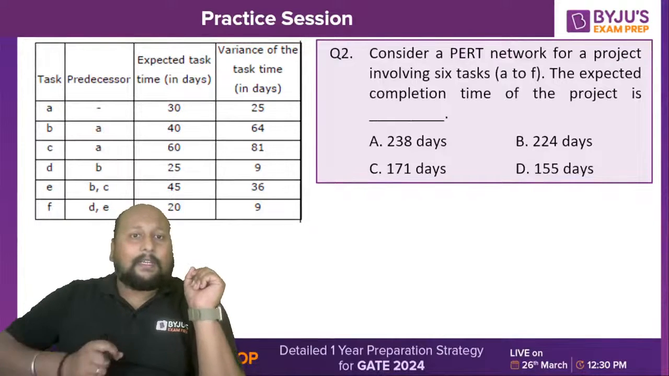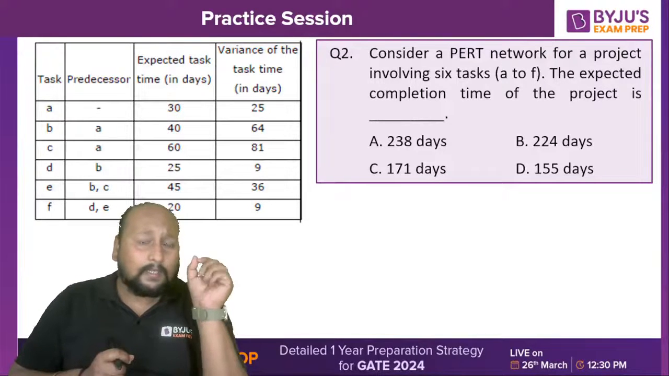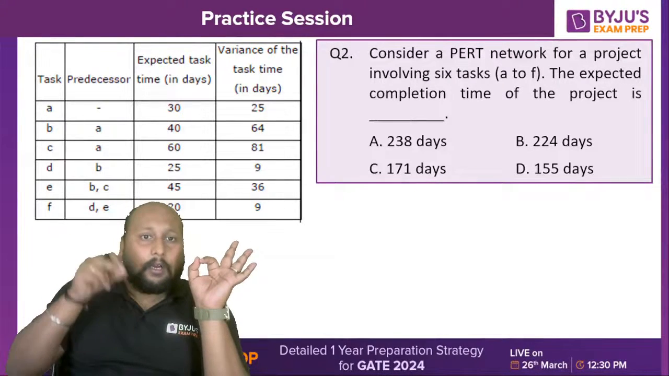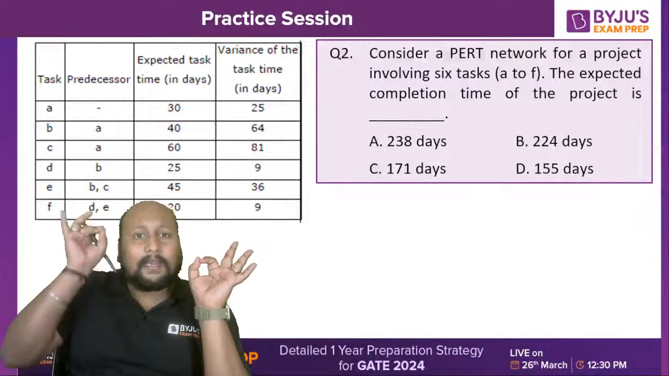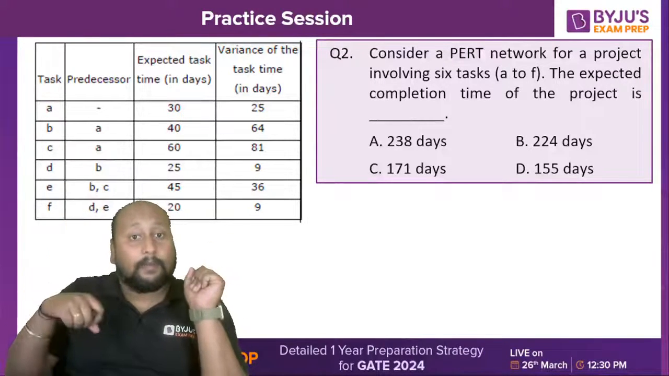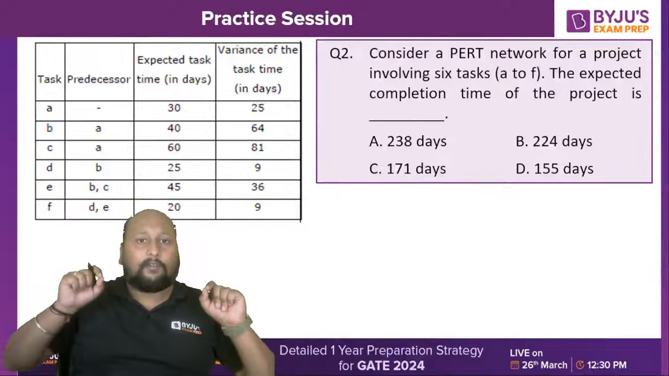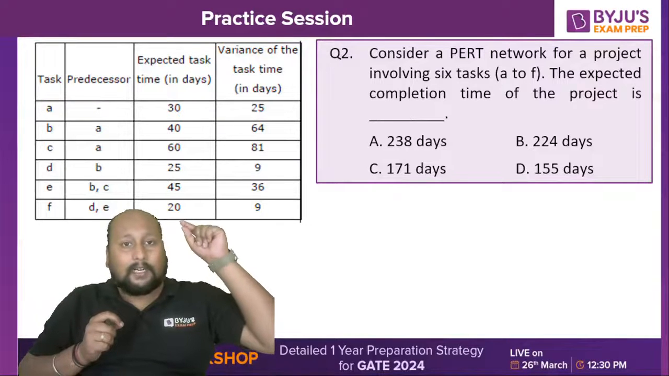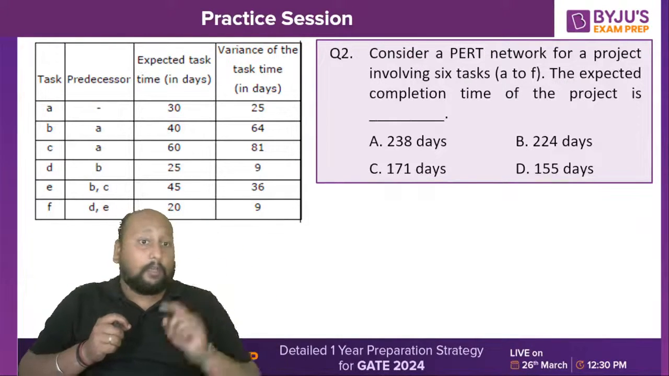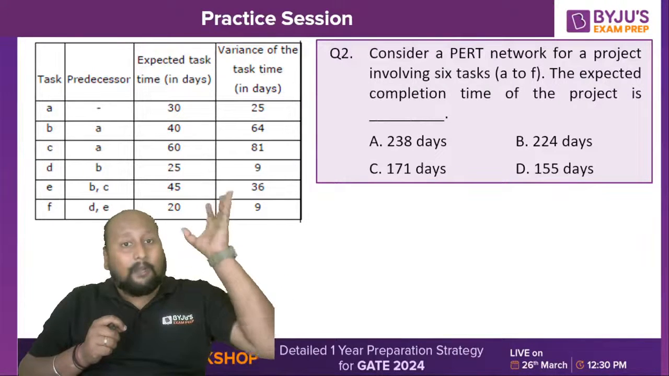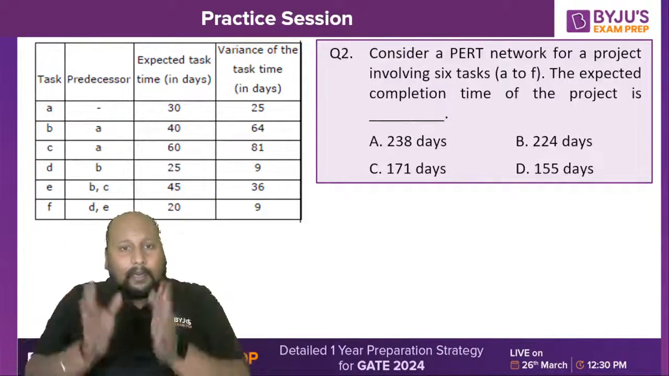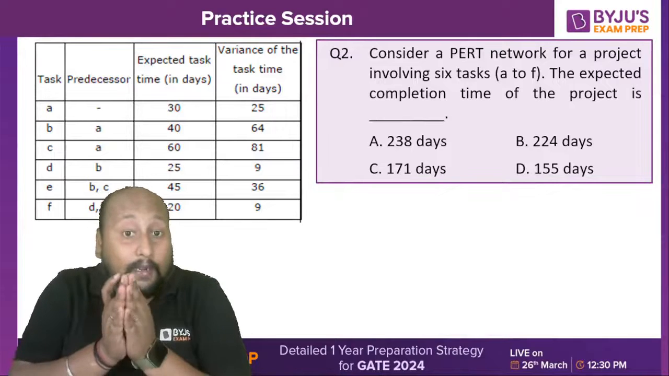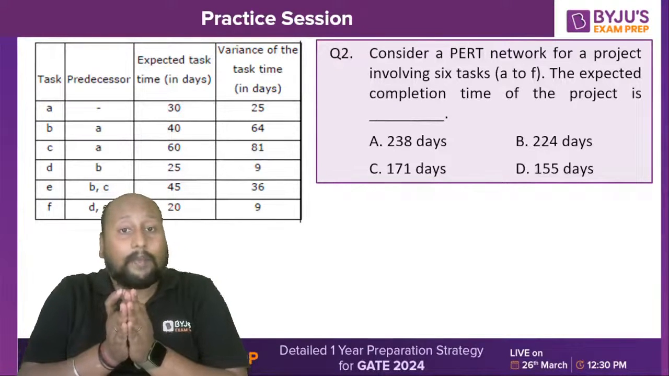Okay, if I start with task A, it has no predecessor. That means you can start task A from the starting first node. But for task B, activity A should be completed, and similarly for activity C, activity A should be completed. So try to draw the network diagram first of all, and they have given the duration for individual activities in this particular column. It is 30, 40, 60, 25, 45 and 20. Their predecessor is also given. Try to apply the logic and tell me what will be the expected completion time. That means you have to identify the critical path, then you'll be able to get the answer.